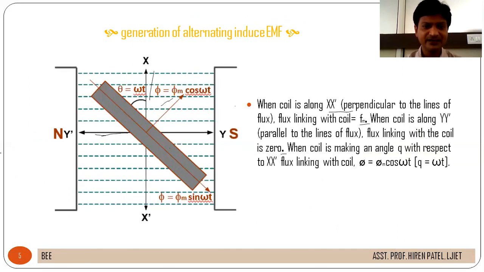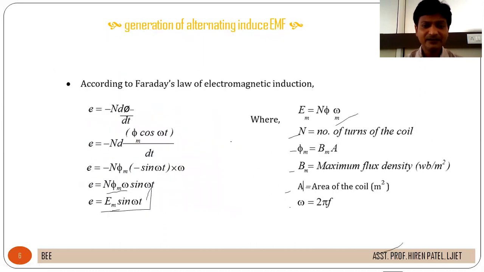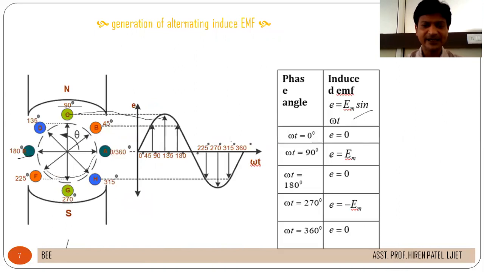Again, I repeat the same procedure. This is the coil. We rotate it in the anti-clockwise direction at different values of theta, and we will get different values of EMF like this in the table. So by varying the coil position, we have various values of alternating induced EMF. Basically, the generation of alternating induced EMF, or the generation of AC voltage, is based on the basic principle of electromagnetic induction.